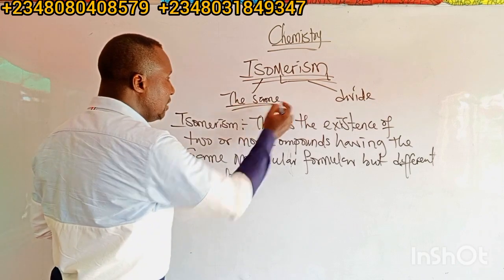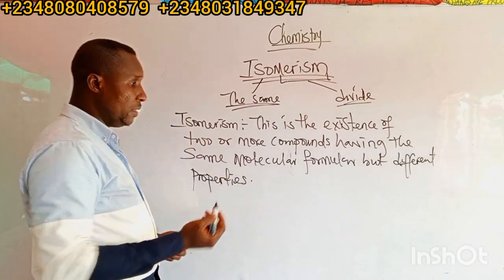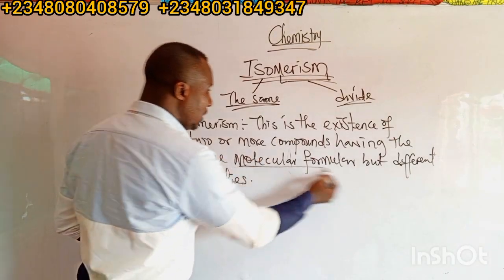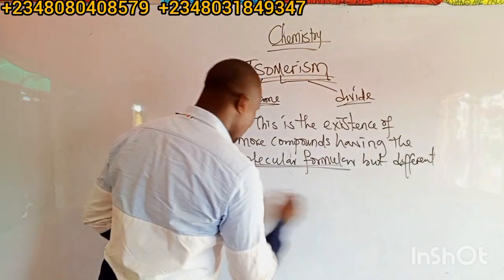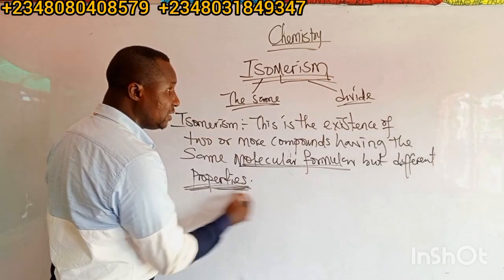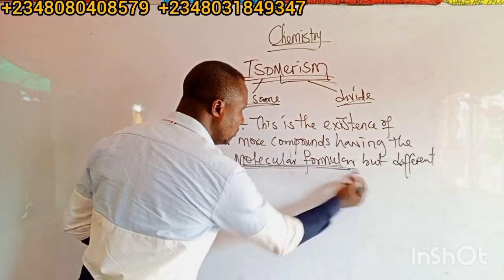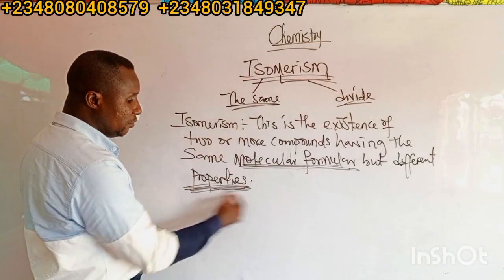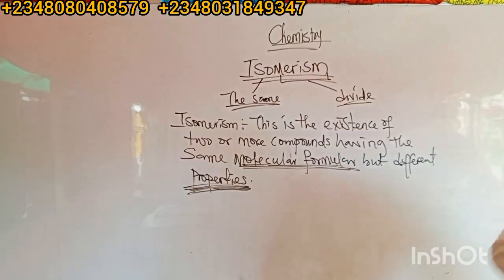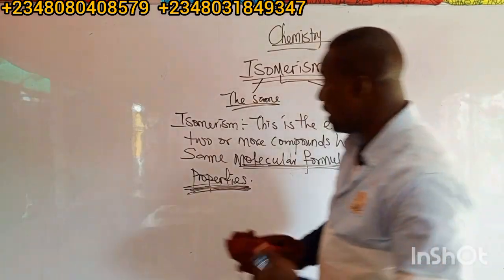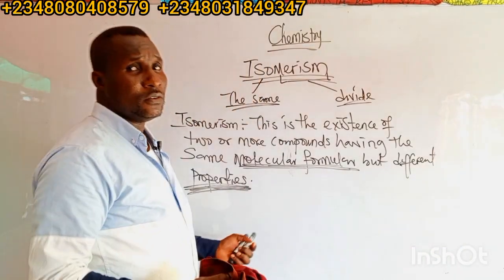I said they have something in common, and there is something that divides them. What do they have in common? The same molecular formula. Then they have different properties. Properties divide them. When you have two or more compounds with the same molecular formula, but what really divides them is their properties, that is isomerism.